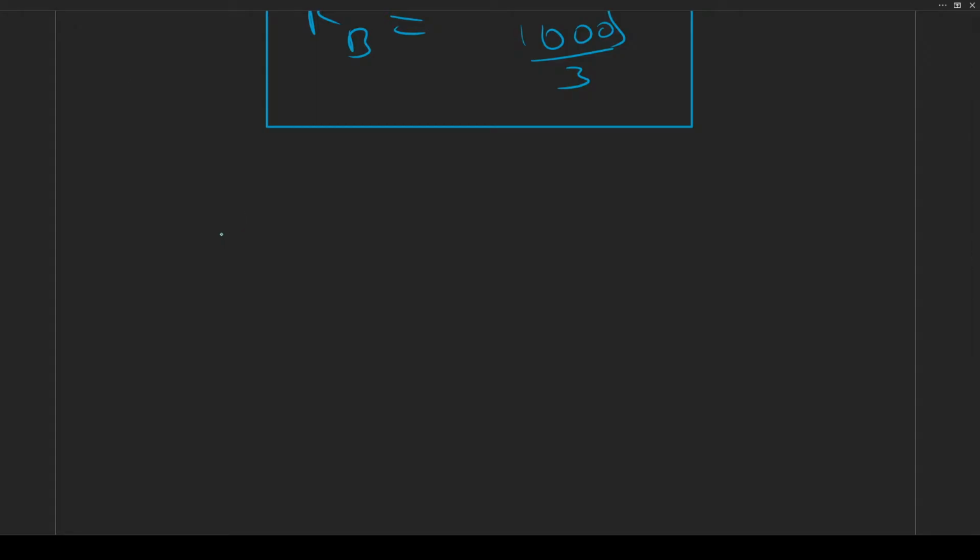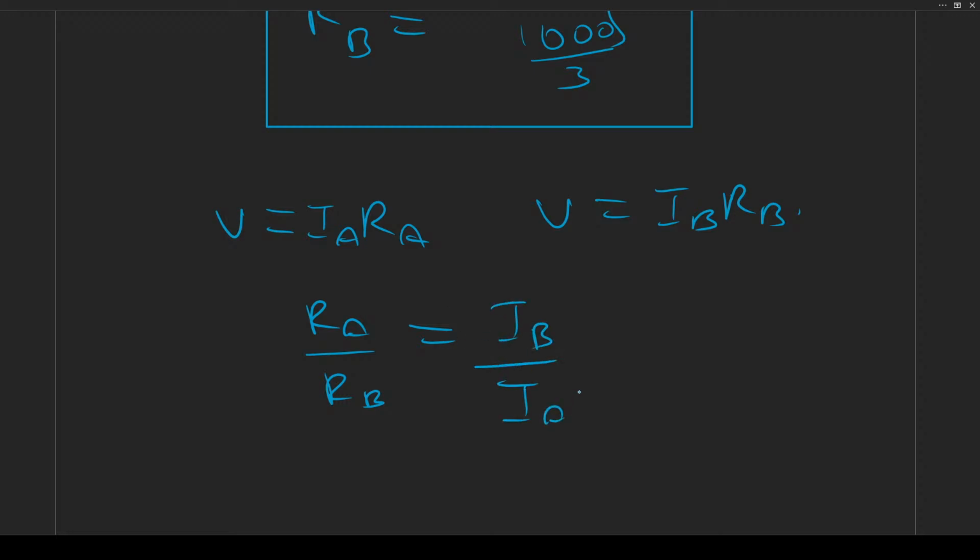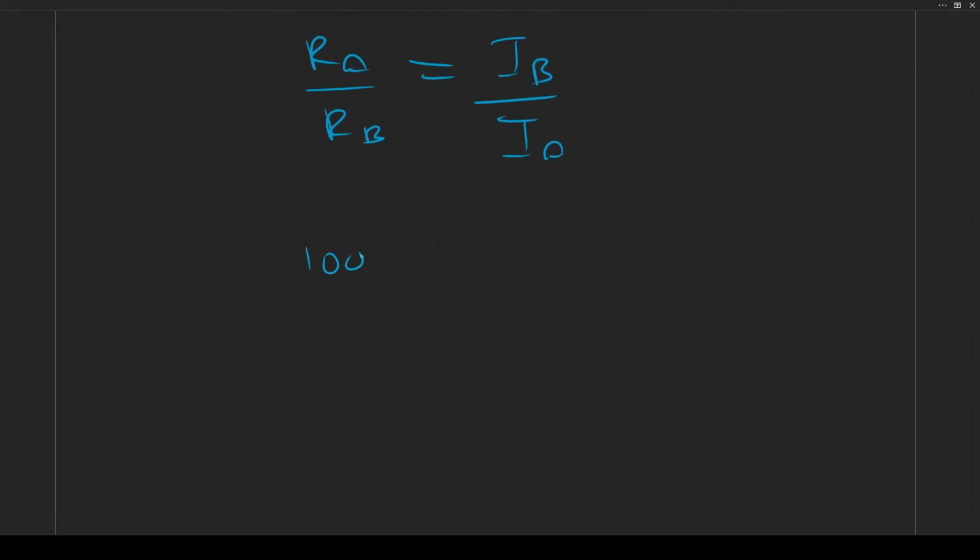And potential difference is the same, V equals Ia Ra, which equals V equals Ib Rb, and Ra by Rb equals Ib by Ia, which we will get as 1000 rho by 1000 by 3 rho, 1000 cancels, rho cancels, and 3Ia equals Ib.